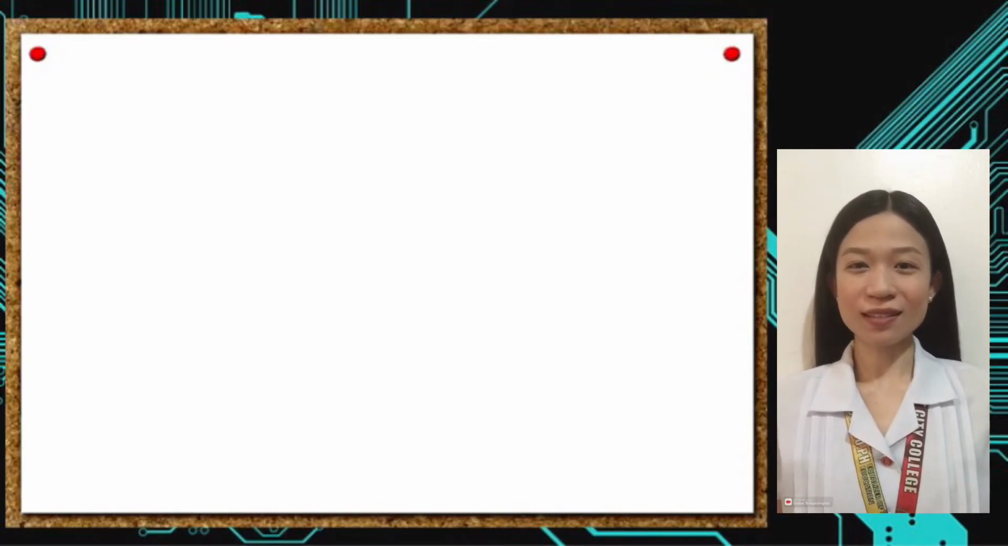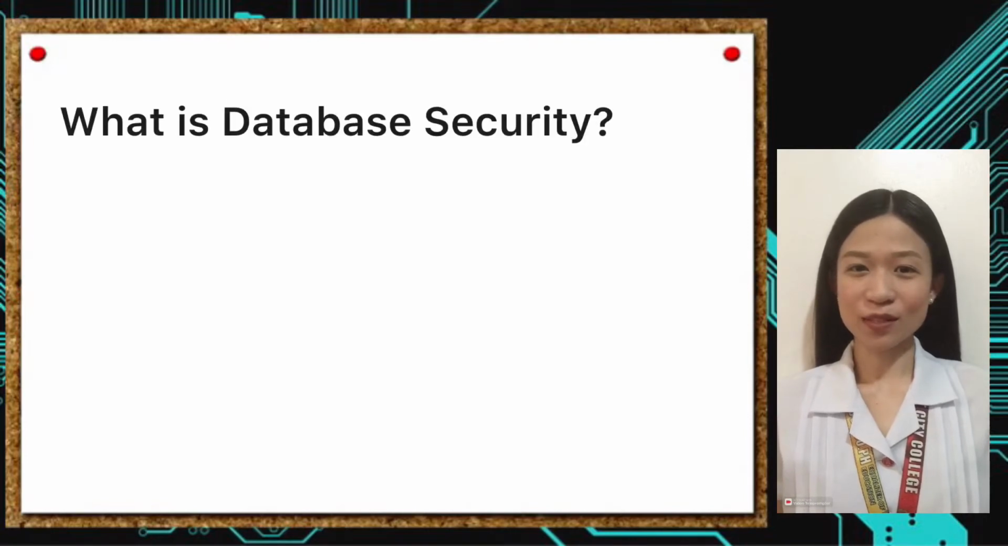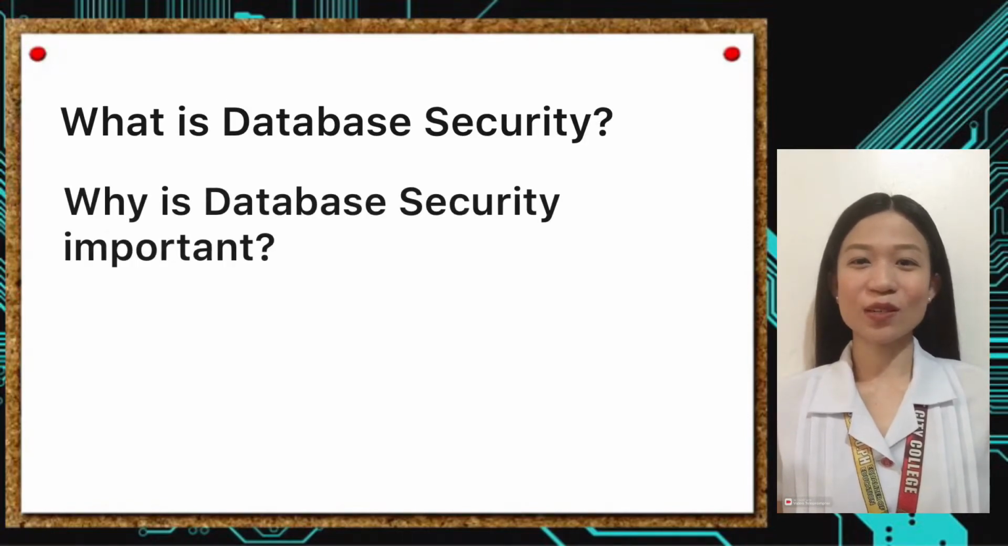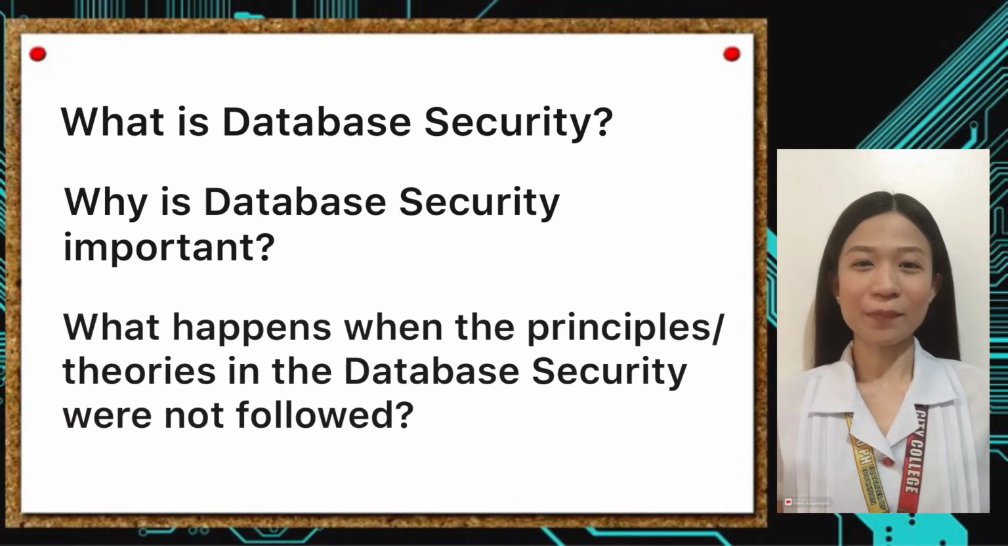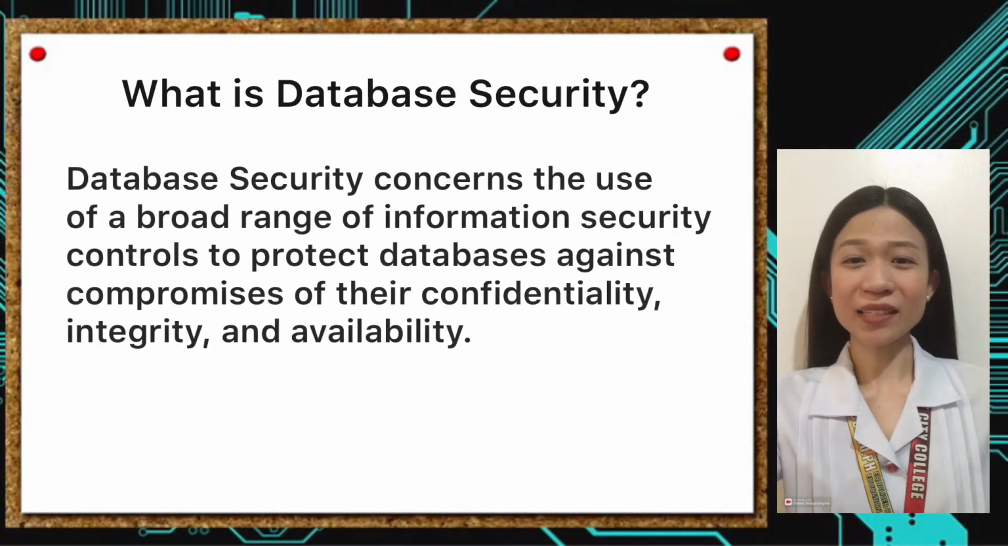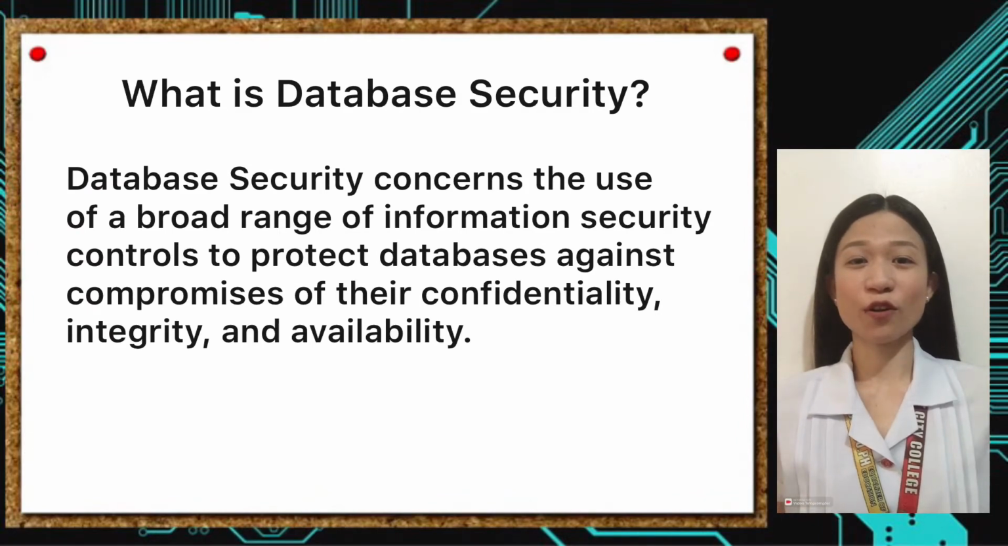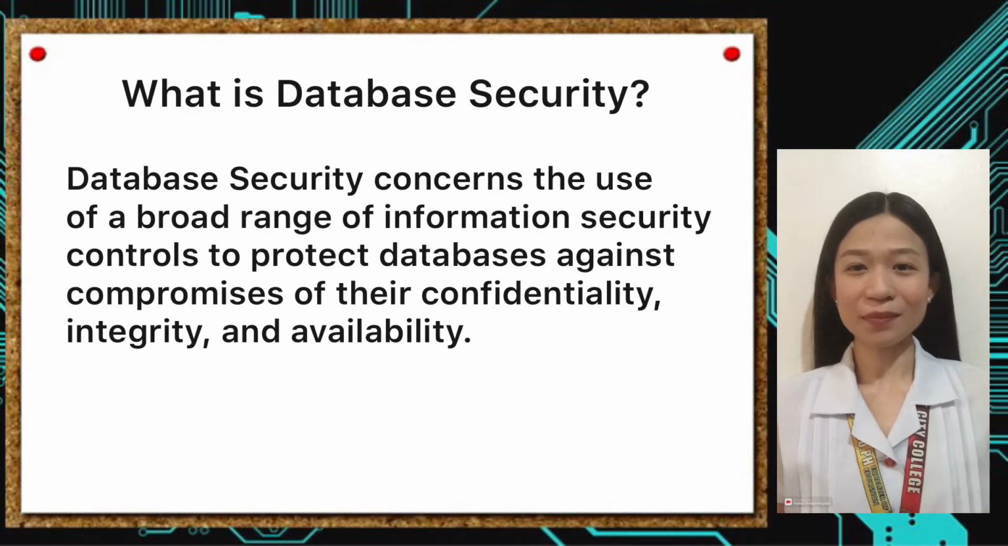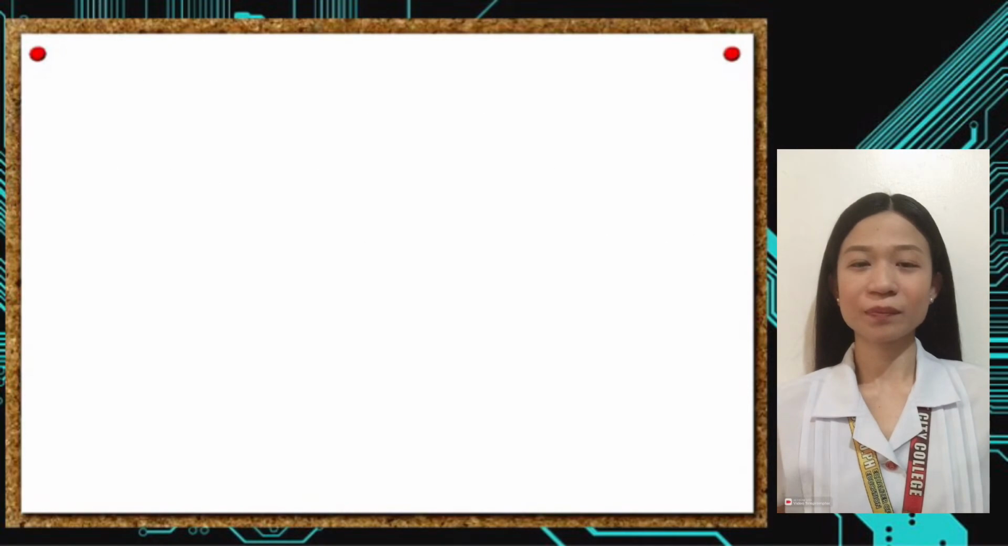We are going to discuss and answer the following questions. What is database security? Why is database security important? And what happens when the principles or theories in database security are not followed? What is database security? Database security concerns the use of a broad range of information security controls to protect databases against compromises of their confidentiality, integrity, and availability.